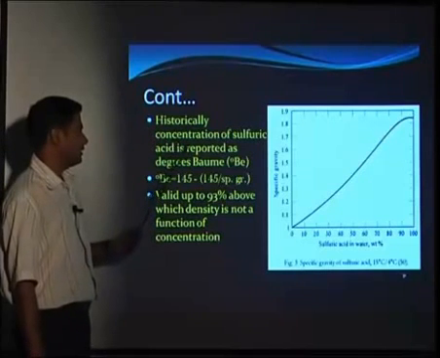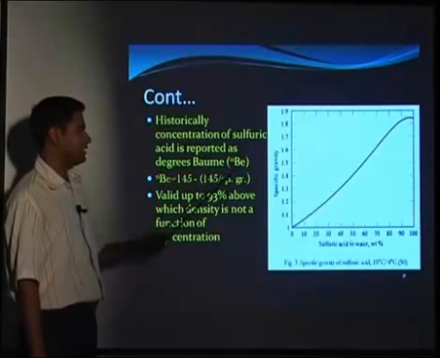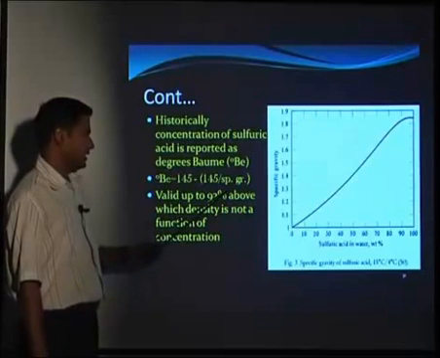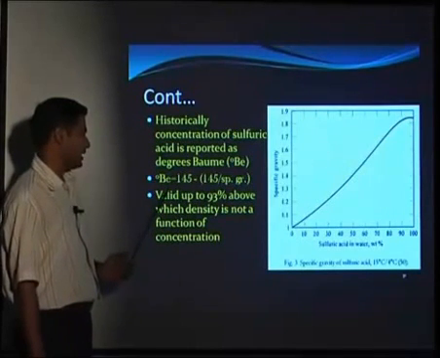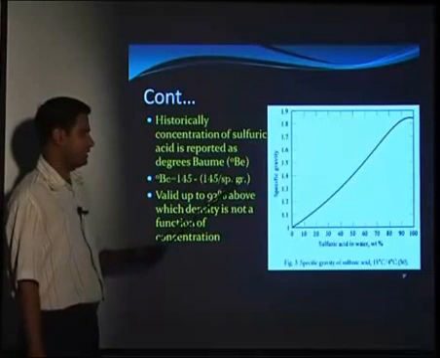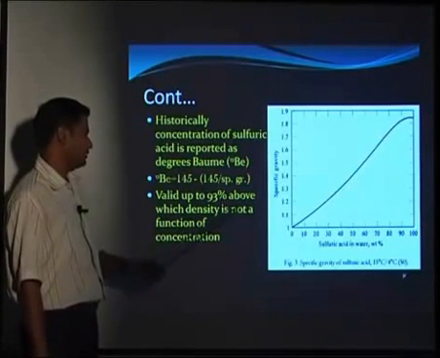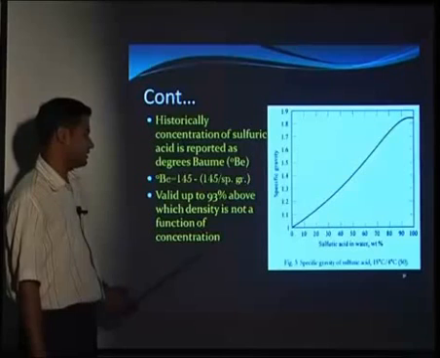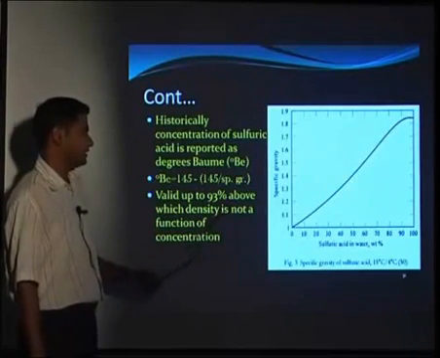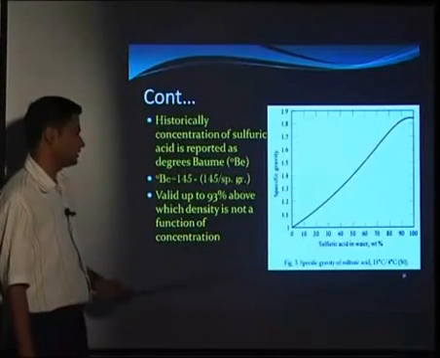Historically, the concentration of sulfuric acid is reported as degrees Baumé, denoted by the degree sign and capital B and E. If you know the specific gravity, we can state degrees Baumé as 145 minus 145 divided by the specific gravity at that temperature. It is valid up to 93%, because above that, density is not a function of concentration. So this formula is valid up to 93%, above which it's not a linear function.